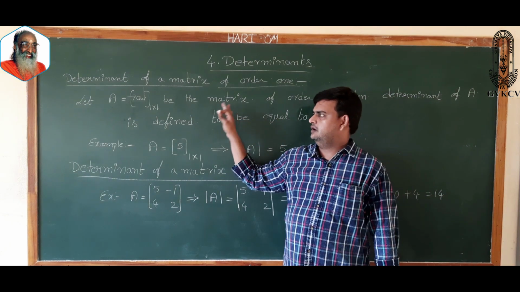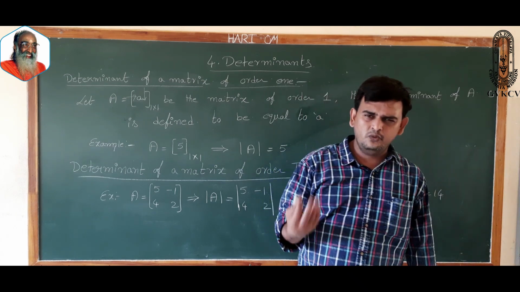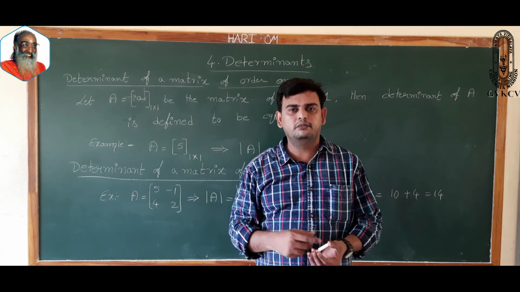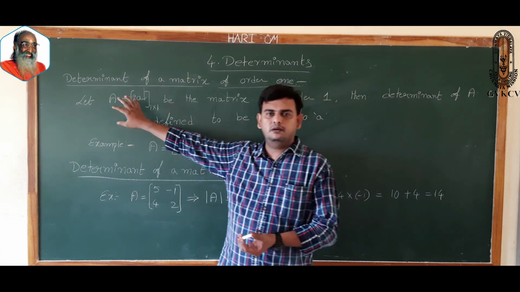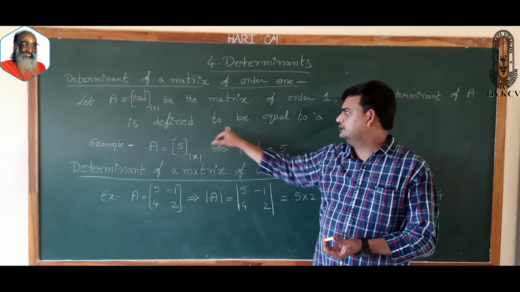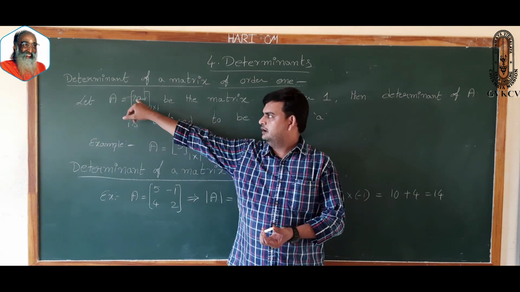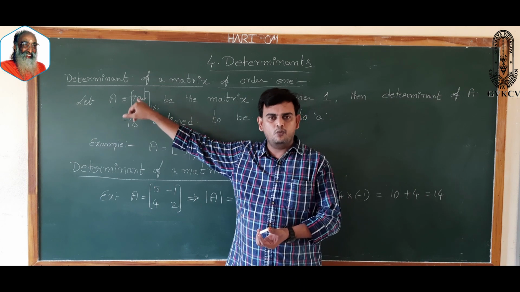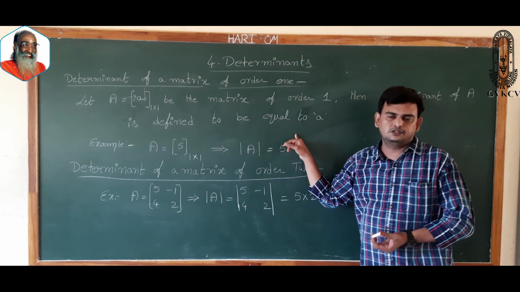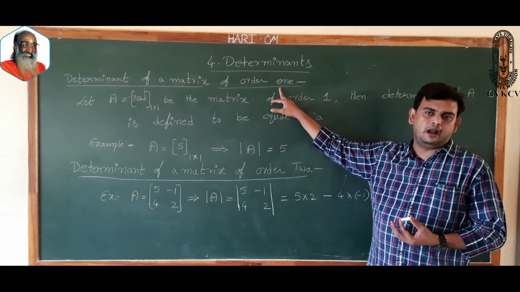For these order 1 matrices, nothing is there to calculate. Whatever element we have, that element itself represents the determinant of the given matrix. Here the matrix consists of the element a, and that element a itself is the determinant. So a 1 by 1 matrix means we have one row and one column, which means only one element. That one element itself represents the determinant of the matrix. So nothing is there to calculate for order 1 matrices.